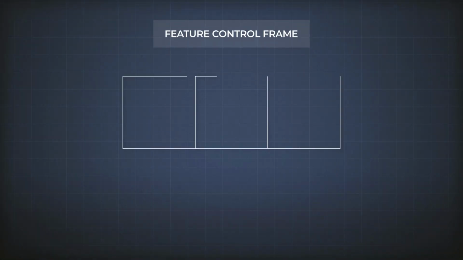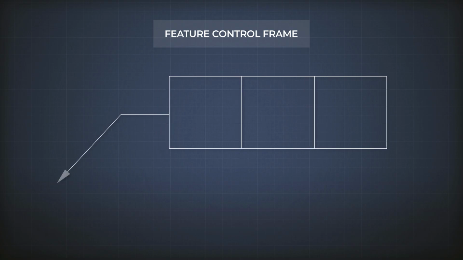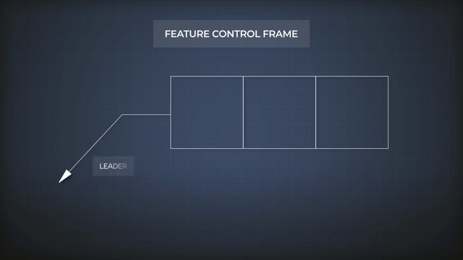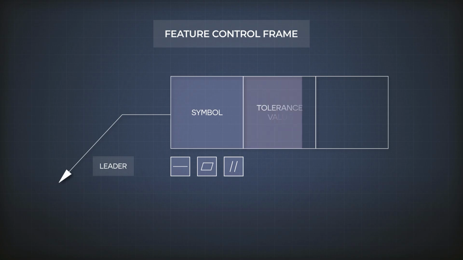Our most important component is the feature control frame. It consists of 2 or 3 fields and an arrow. The arrow is also called the leader. In the first field, we put the symbol of the specification like straightness, flatness or parallelism. In the second field, we put the value of tolerance. This is the accepted deviation that we want to allow or tolerate.